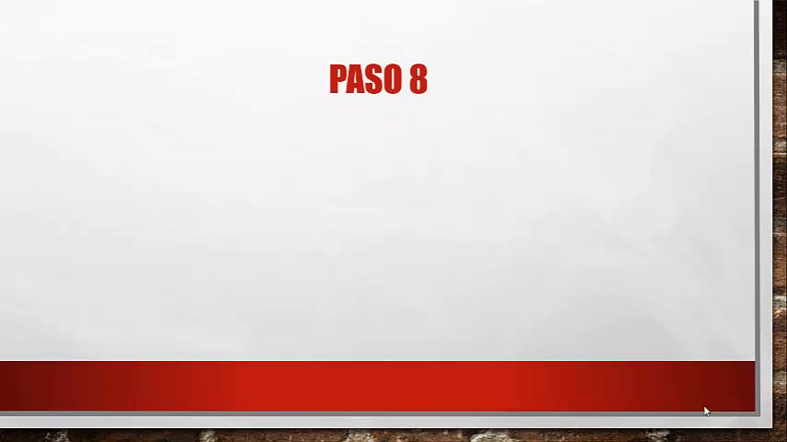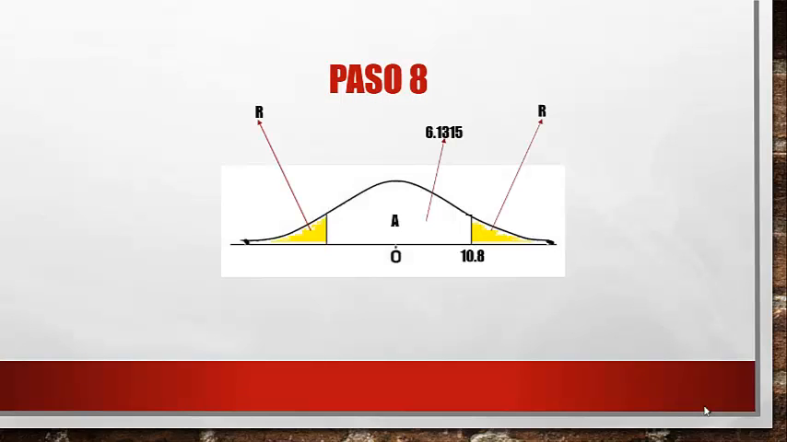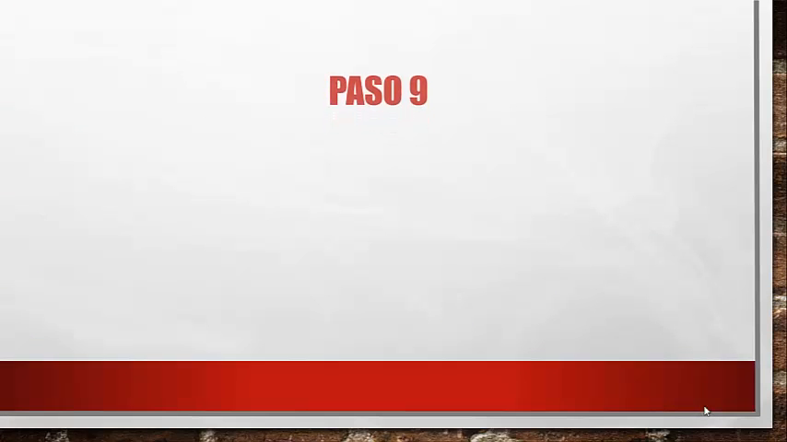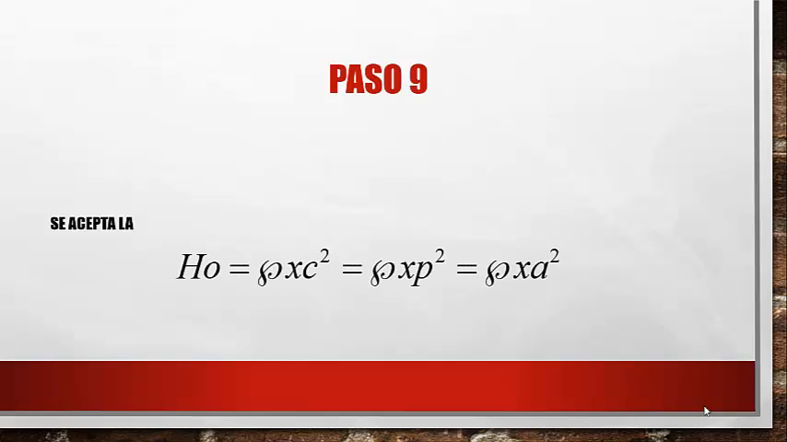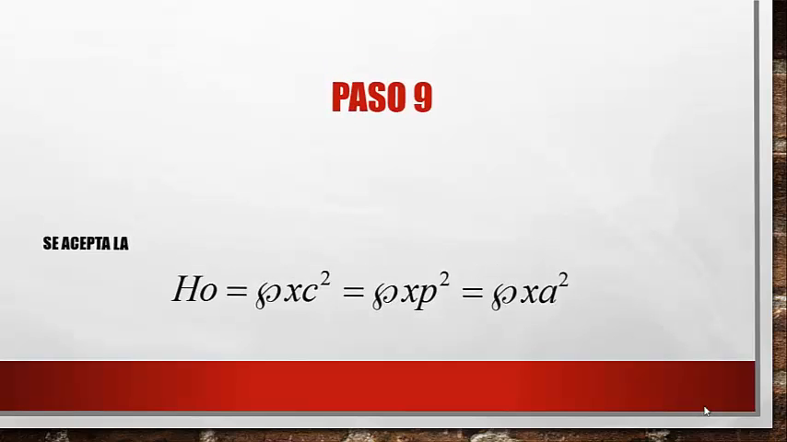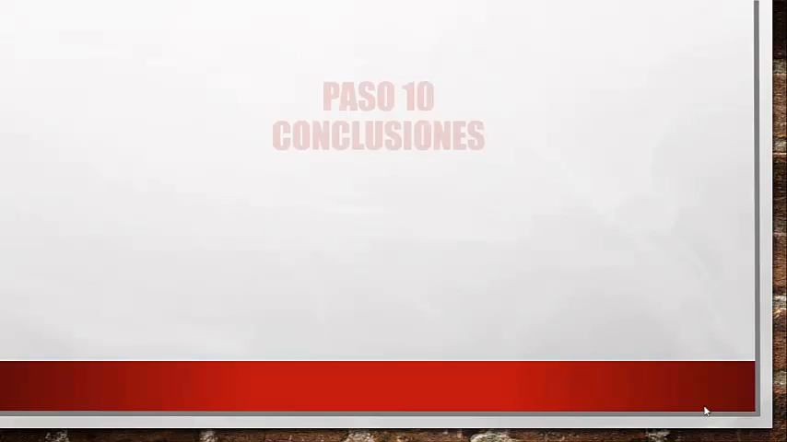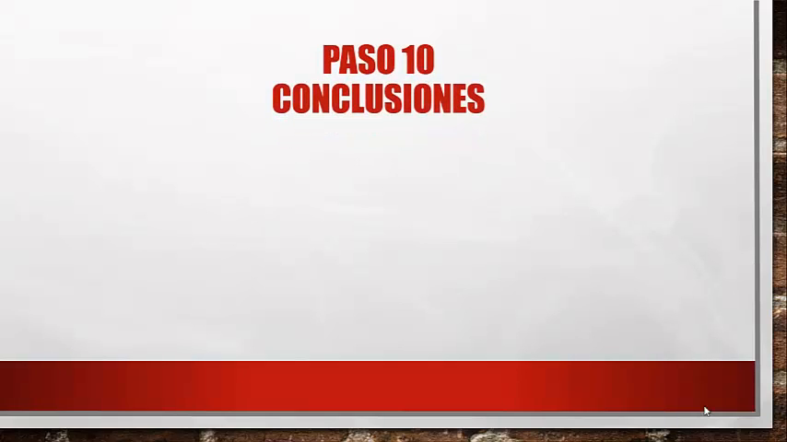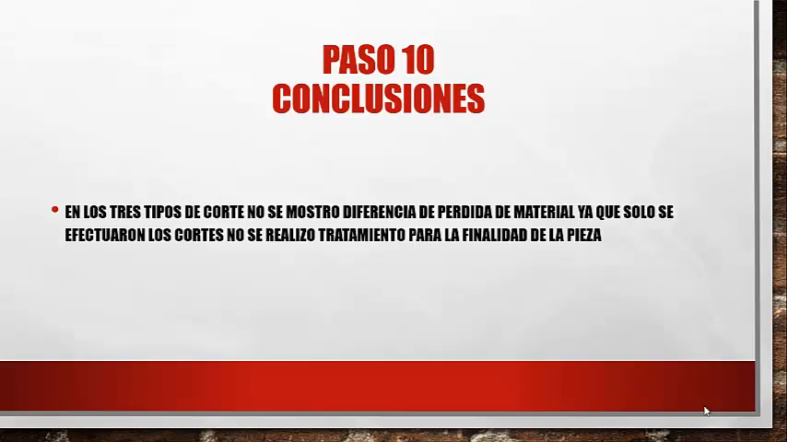Step 8. This is the normal curve in which we place the value found in table F max in step 6, and the value found in the previous step. Step 9. Therefore, we can say we accept the null hypothesis. Step 10. Conclusions. In the 3 types of cut no difference in loss of material was shown, since only the cuts were performed and no treatment was applied to the part.